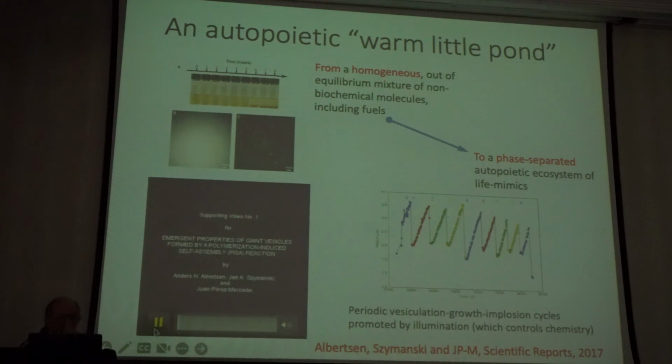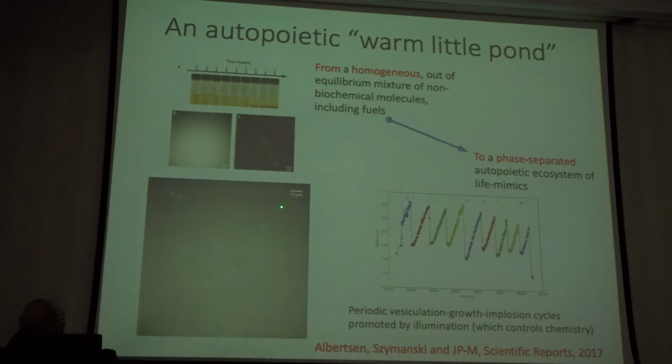This is actually a microscope picture. You're seeing the scale is 15 microns. And out of a homogeneous mixture, these guys appear. These are vesicles. Let's look at this guy. He cavitated, collapsed, started again. Cavitated, collapsed, continued, and he does it all under the control of his chemistry. No biology, no biochemistry, no complicated stuff here.